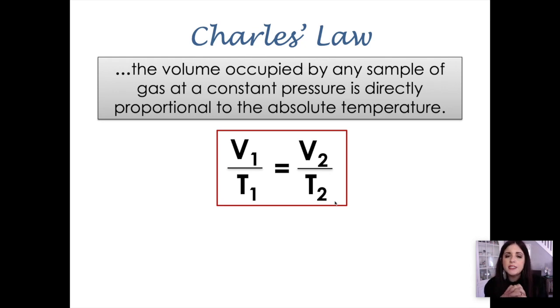So you should find that you don't have to use a calculator to do this. Let's say I have a temperature of 200 Kelvin and the volume is 1, right? So if I have 1 liter at 200 Kelvin and I want to know what the volume would be at 400 Kelvin, it really should be 2 liters, right? Because it's directly proportional to one another. You don't always have to plug things into the calculator to do these types of equations.